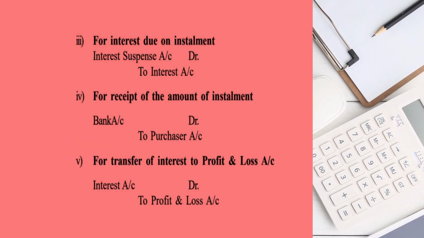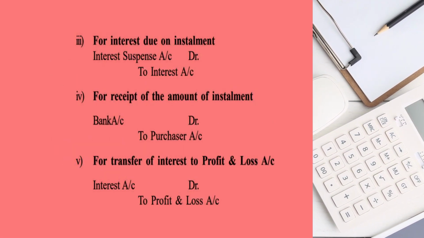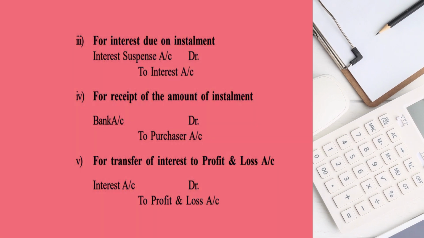Then for interest, again interest suspense account debit to interest, because for the vendor interest is the income and he will credit the interest and debit the interest suspense account. For receipt of amount of installment, again bank account debit to purchaser. And for transfer of interest to profit and loss account, for the vendor, interest is the income, therefore this income account will also be transferred to the profit and loss account, interest account debit to profit and loss.